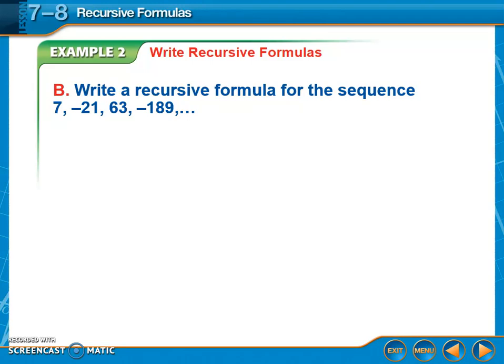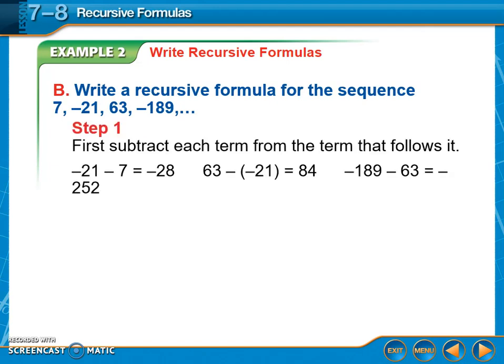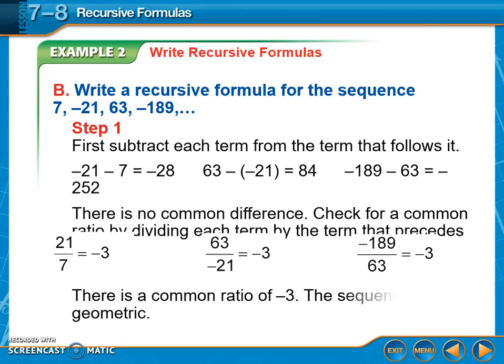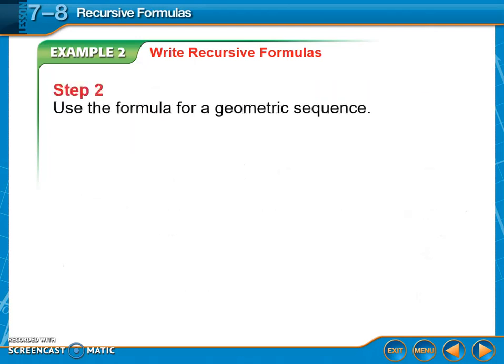Okay, if we want to write a recursive formula for this sequence, it's obviously going to be multiplication rather than addition or subtraction, because it's switching from positive to negative, and you can't do that by adding the same constant each time. So we want to know what that constant is, and it's -3. We figure out there's no common difference, and then we see that there is a common ratio of -3. So we know this is a geometric sequence.